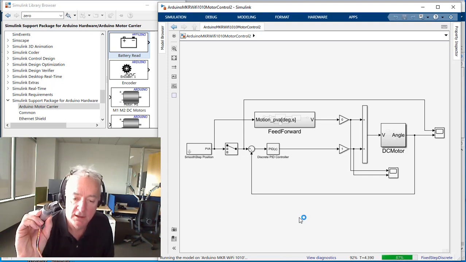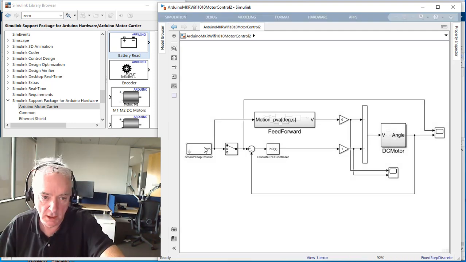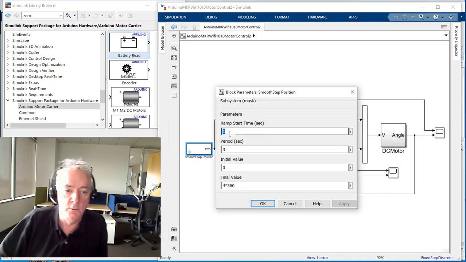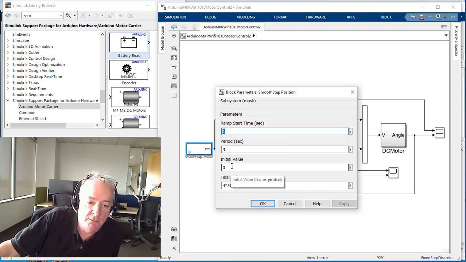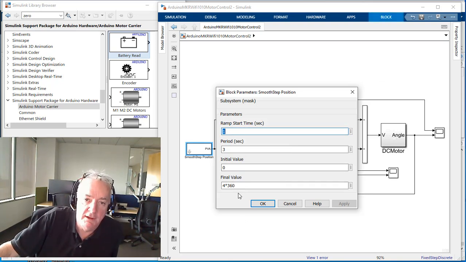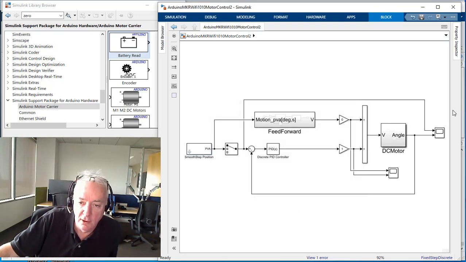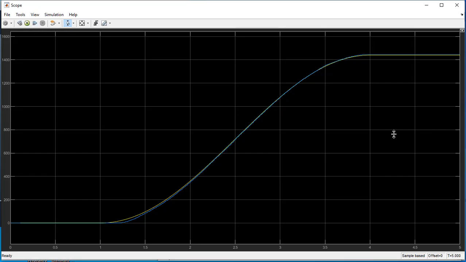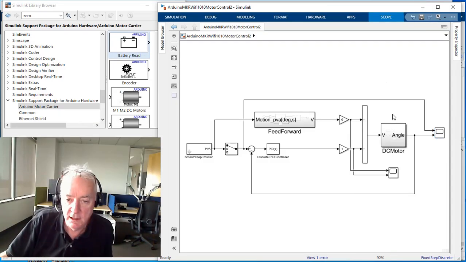Okay, pretty simple what we did. I'm not sure if you're counting. What we commanded was a transition from 0 to 4 times 360, so basically 4 revolutions. I think that adds up to 1440 degrees that takes place in 3 seconds. All that happened because of the model we have here. I'm going to show the results, and you'll see we really did quite well. The yellow is what we commanded, the blue is what we got.